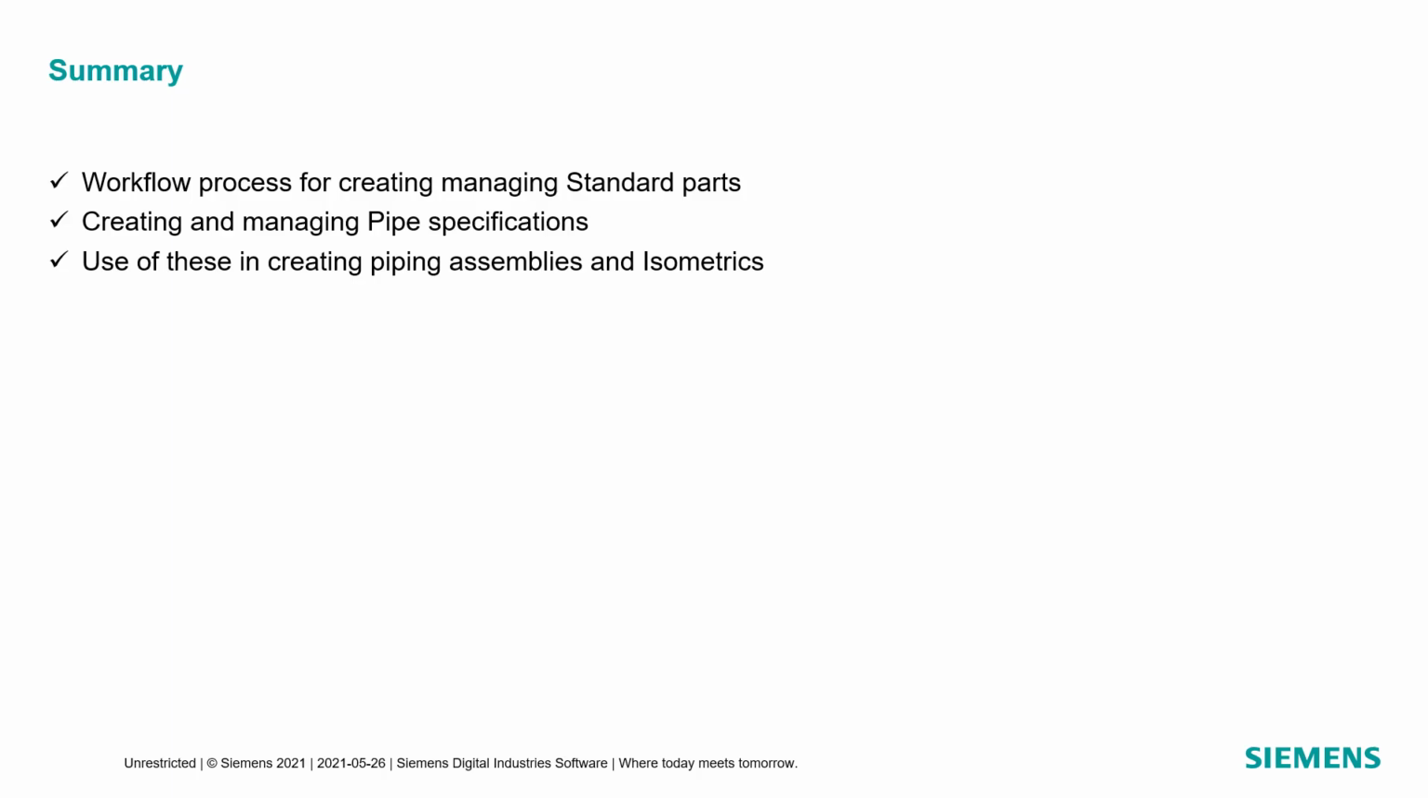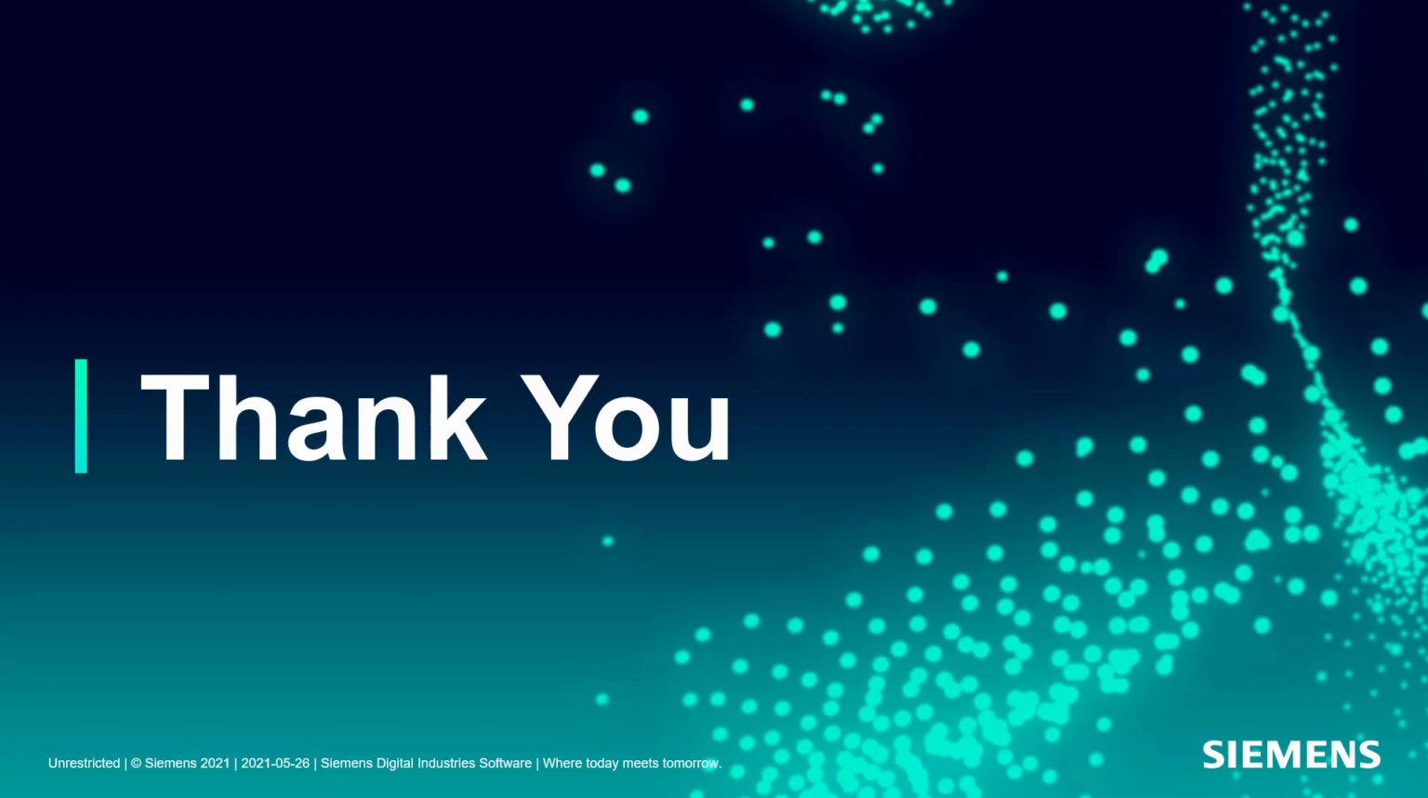To summarise, for piping design we need to have a library of parts in place with the knowledge like the coordinate system and S-key parameters embedded into it. We also need to create the piping specification according to standards. Then we can make use of these two to build piping assemblies as well as for generating isometric drawings. Thank you for attending this session.